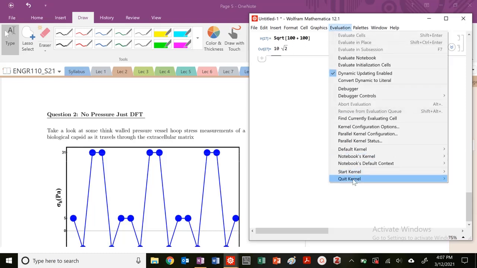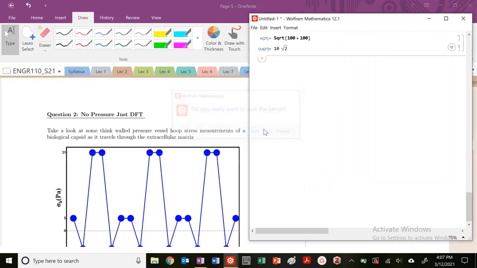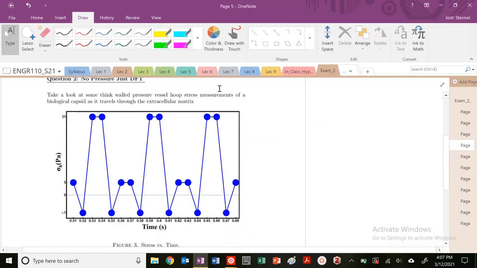On to the second question. I'm going to go ahead and quit my kernel, do a separate section for number 2, and then let's get started. So no pressure, just DFT.